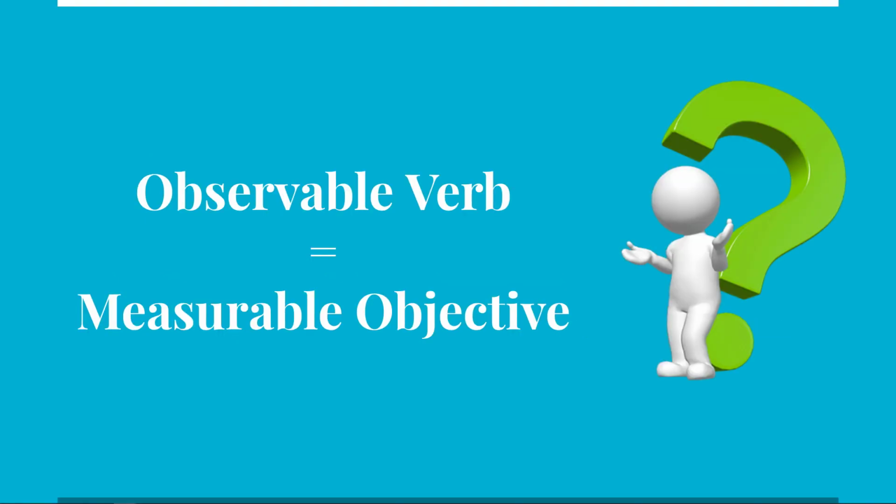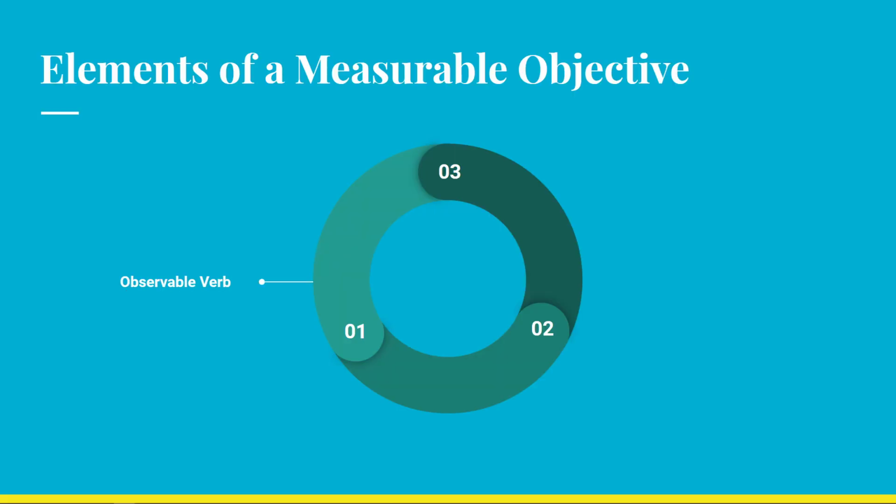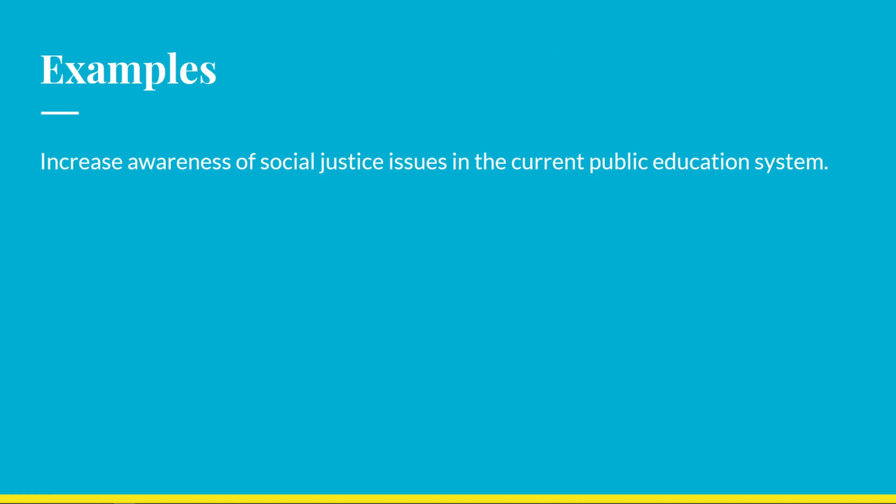If the verb is observable, is an objective measurable? Well, the answer is not necessarily. Next, we need to check the object or the noun of the verb. Let's look at some examples. Here's the first example. Increase awareness of social justice issues in the current public education system. Is this objective measurable?